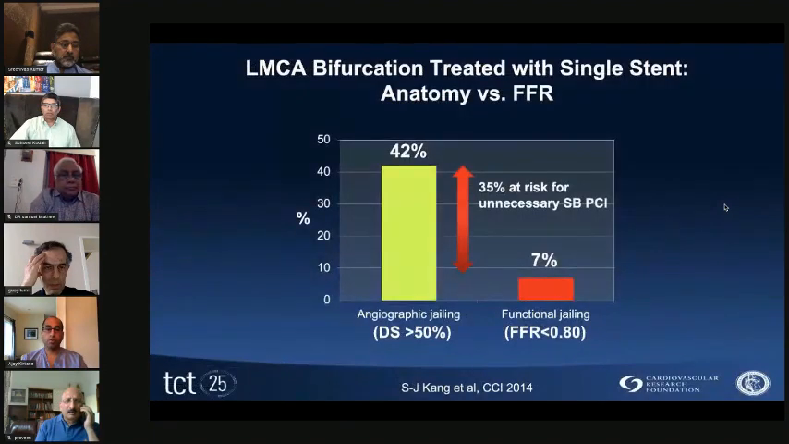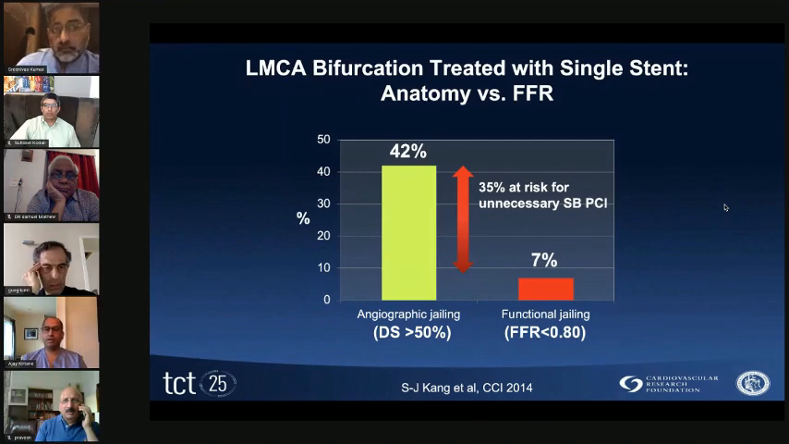Remember that single stent is often fine, and it's actually the preferred approach because even if it looks jailed angiographically, by FFR or by physiology, it's often not physiologically significant. And generally speaking, we feel that less metal is probably better.